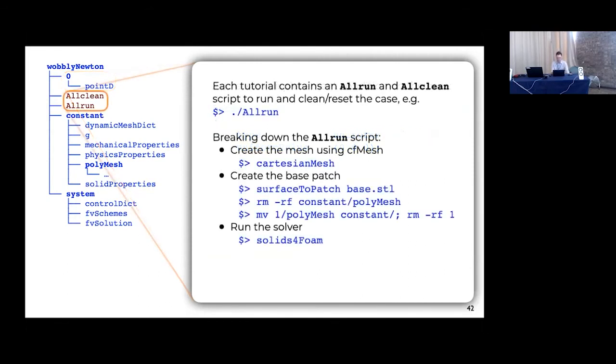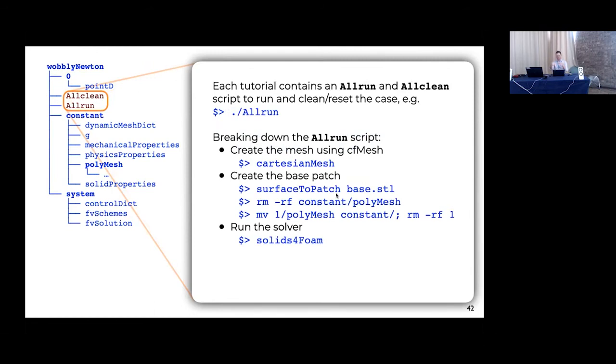All the tutorials in Solids4Foam have an all run and all clean script. So if you go ./Allrun, it will run the tutorial. In this case, if you open it up, it has a few commands. So it has Cartesian mesh, which is cfMesh. It's like snappyHexMesh, just a slightly different approach. So it's a Cartesian-based mesher.